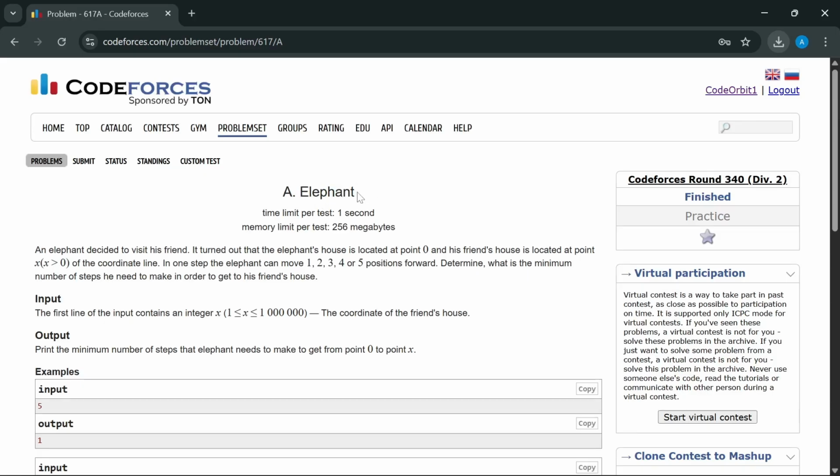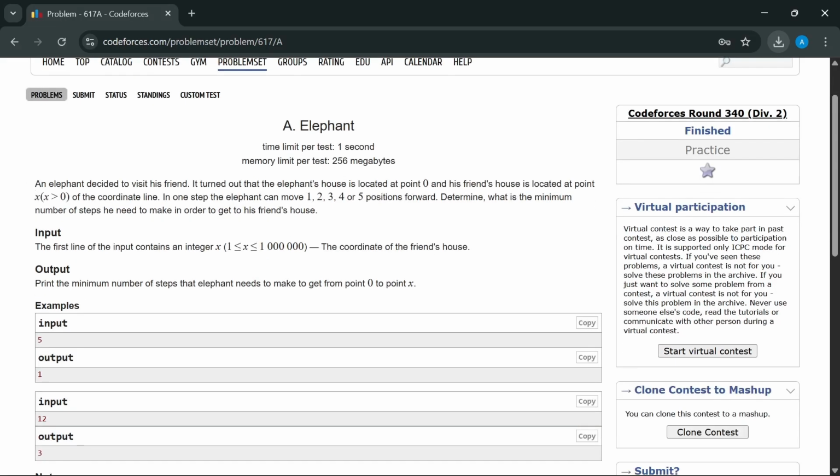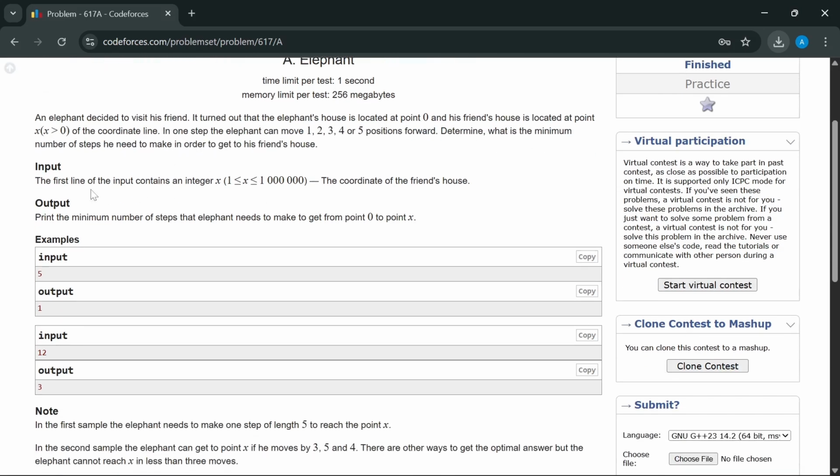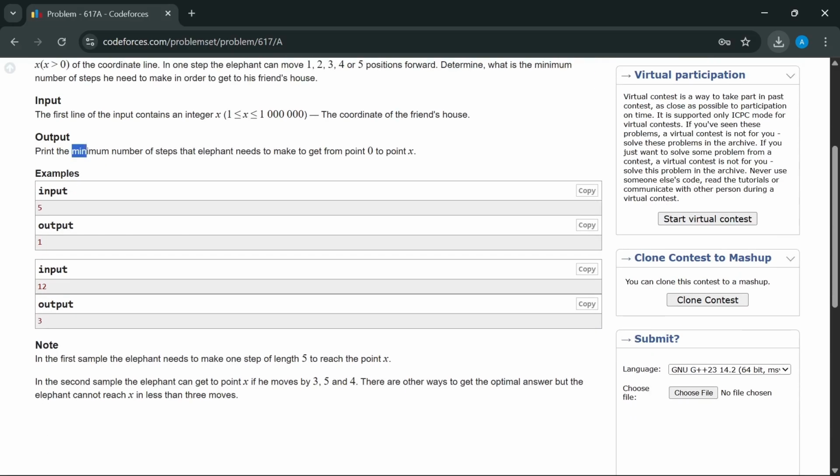The day 10 problem is called Elephant. The problem statement is an elephant decided to visit his friend. It turned out that the elephant's house is located at point 0, and its friend's house is located at point x, which is greater than 0 of the coordinate line. In one step, the elephant can move 1, 2, 3, or 5 positions forward. Determine what is the minimum number of steps you need to make in order to get to his friend's house. The input will contain the coordinate of the friend's house, and we need to print the minimum number of steps the elephant needs to make to get from point 0 to point X.